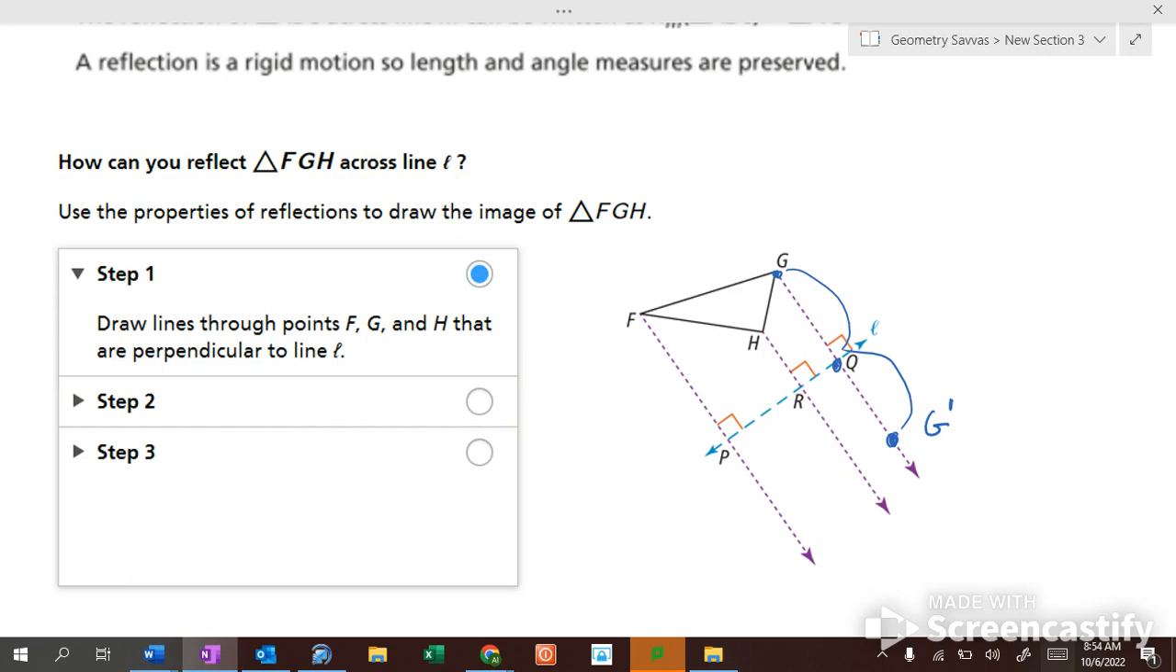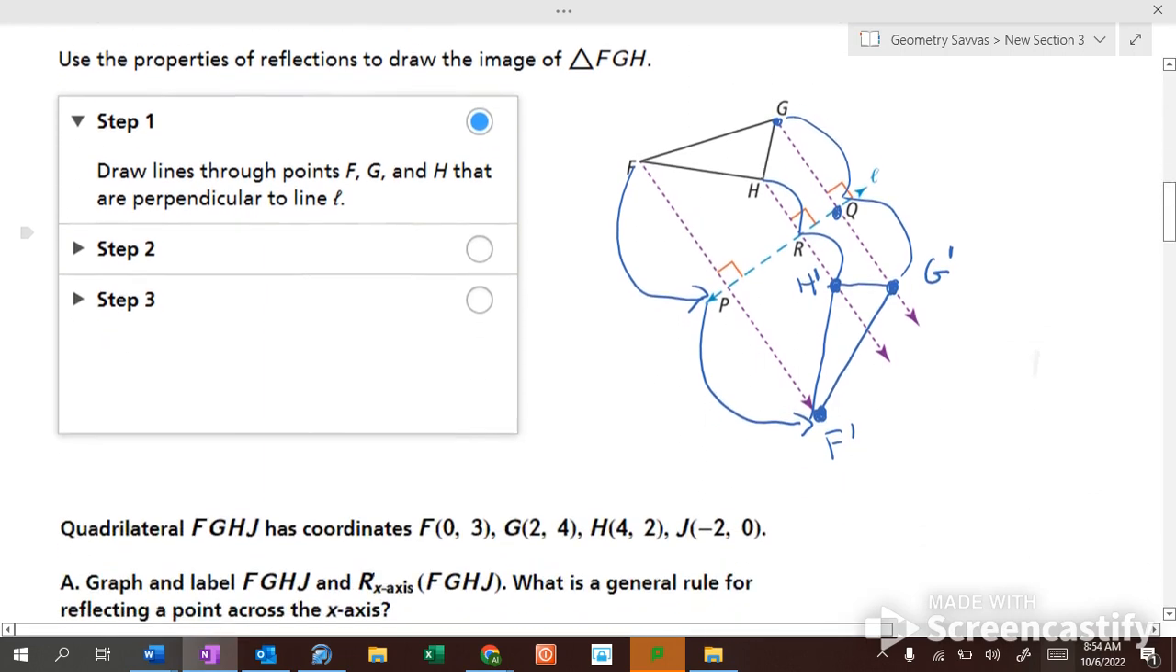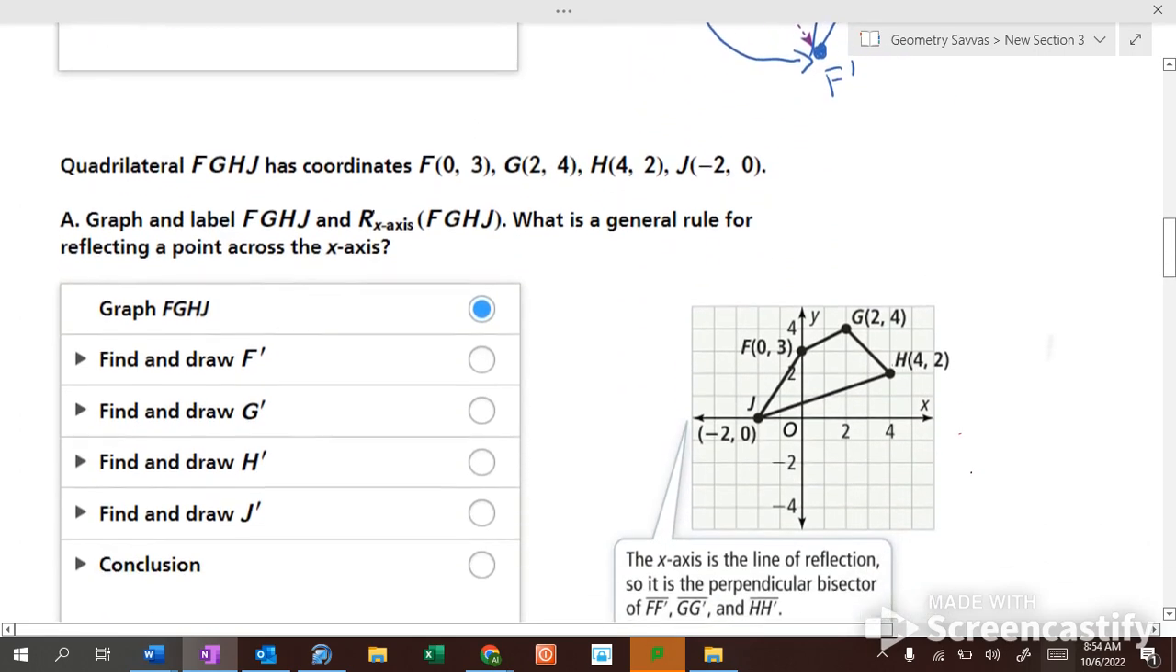Then the resulting figure. H was this far, so if we go this far, H prime is here. F is way out here, so we'll go way out here again. And this is F prime. And that's the resulting flip across the line. When we flip it across the line, it's called a reflection.